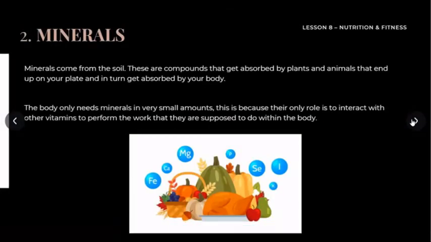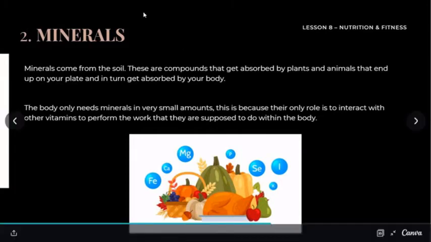Okay, next we have minerals. Minerals come from soil. These are compounds that get absorbed by plants and animals that end up on your plate and in turn get absorbed by your body. Siyempre, pag nakain na natin, napupunta na sa atin yung nutrients. And the body only needs minerals in very small amounts. This is because their only role is to interact with other vitamins to perform the work that they are supposed to do within the body.